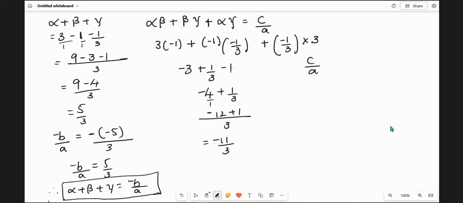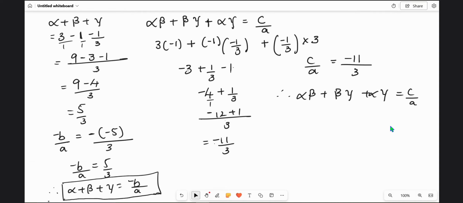Now C by A. C is what? Minus 11 and A is equal to 3. So again, therefore, alpha into beta plus beta into gamma plus alpha into gamma is equal to C by A. So this is also verified. Actually, you have to get the coefficients equal. You are finding the relationship, it will be always true. If you are getting this much, then whatever you have done will be correct. If you are not able to verify, that means somewhere you would have made some mistake. Even in the exam, you can verify.